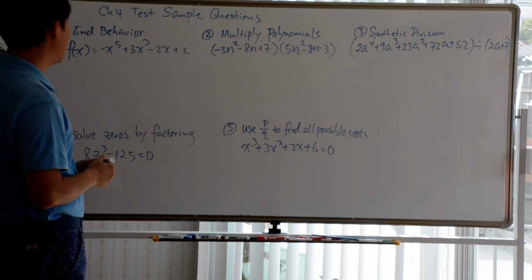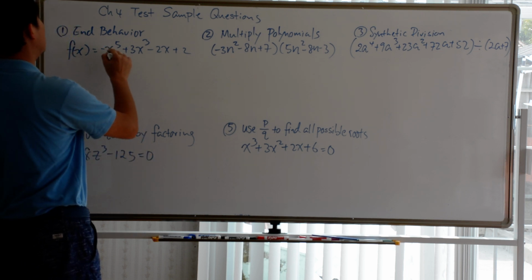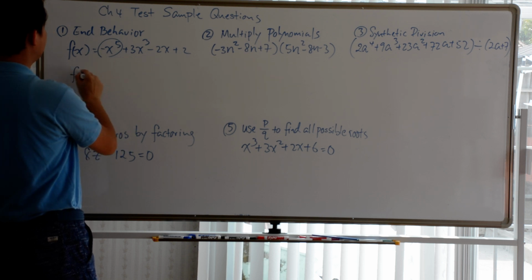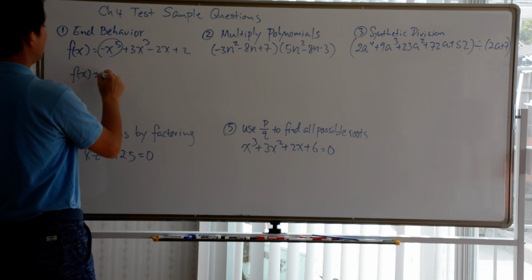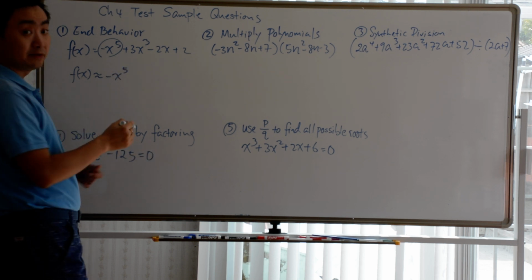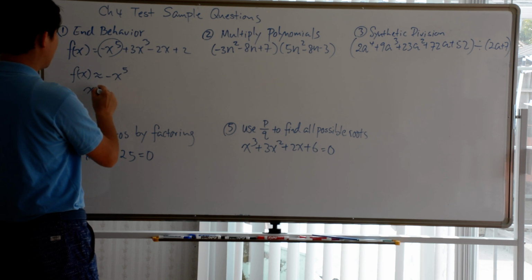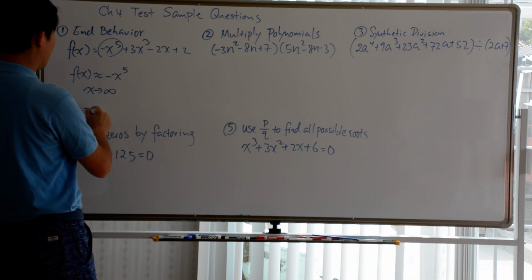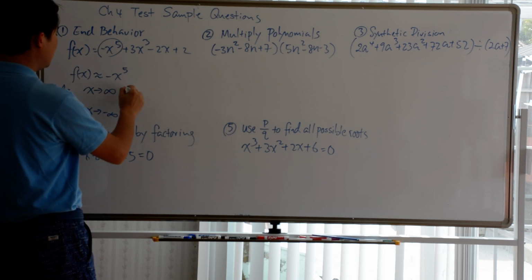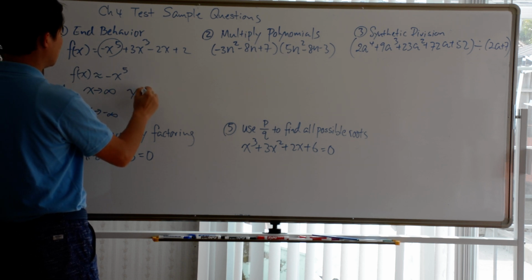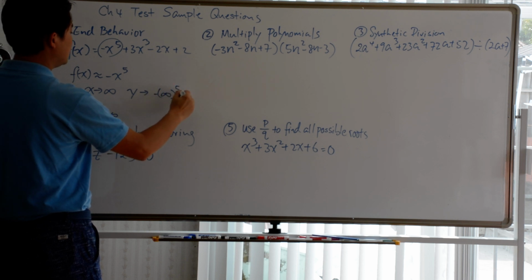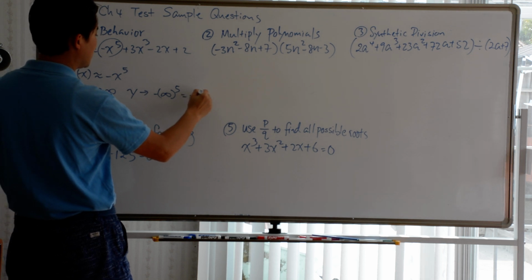The way to find the end behavior is always taking out the term with the greatest power. Once we take out the greatest power, f of x is approximately negative x to the power 5. Then we want to put in some analysis with x goes to infinity and x goes to negative infinity. As x goes to positive infinity, y goes to negative infinity to the fifth power, which is negative infinity.